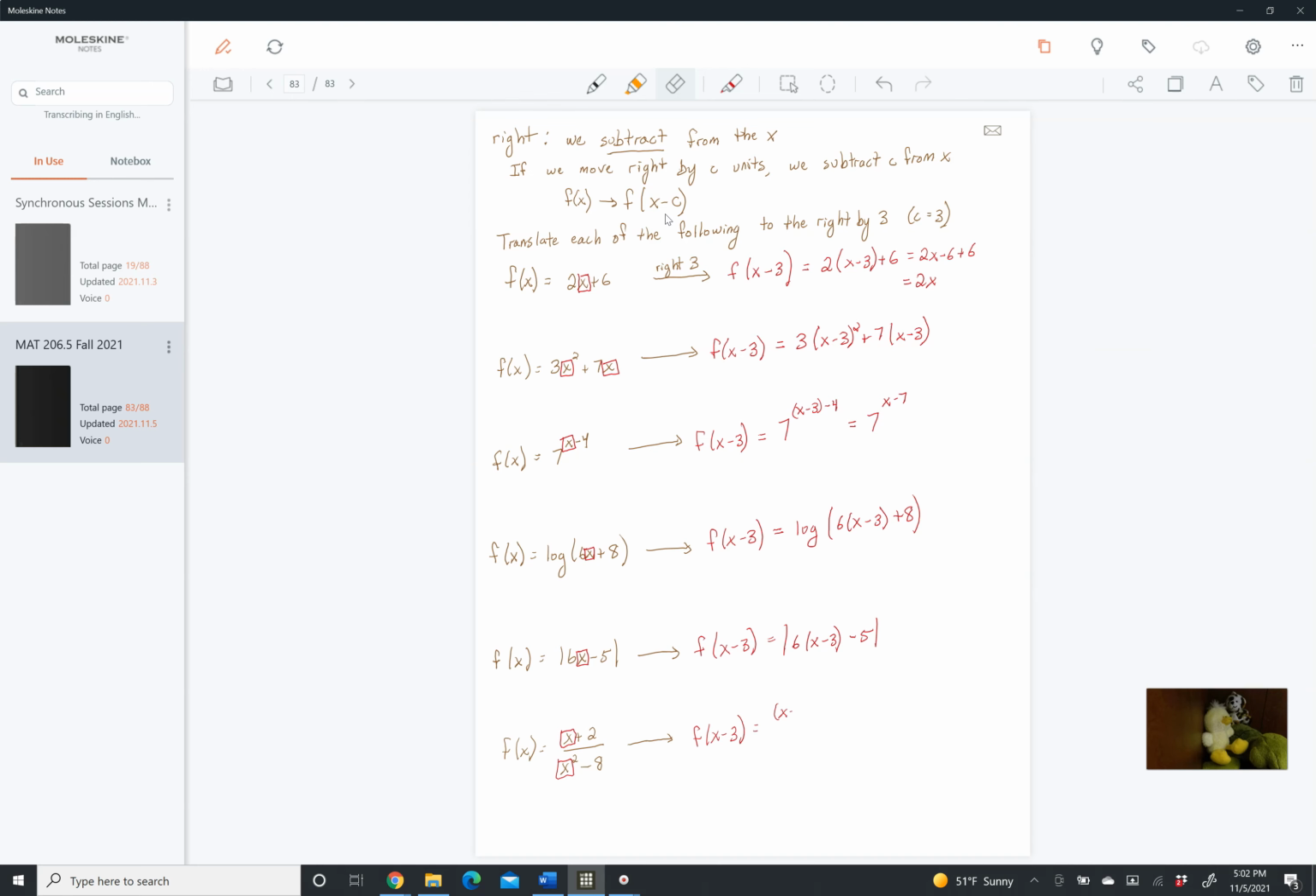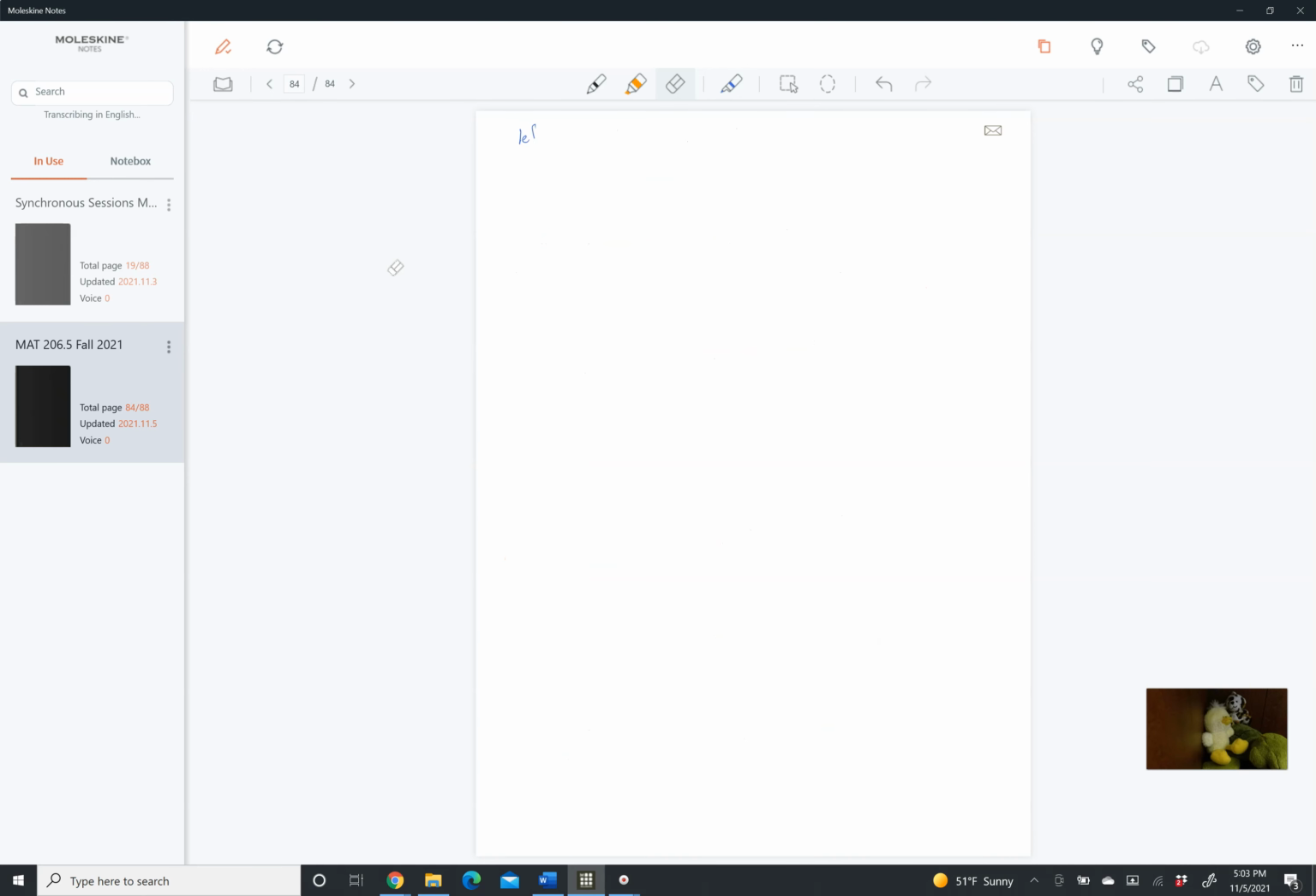This becomes, instead of x plus 2, it becomes x minus 3 plus 2. And admittedly there, the parentheses are not necessary, but in most cases they are. So if you're not sure, stick them in there. And then over here, instead of x squared, it's going to be x minus 3 squared plus 8. Okay, so that's a translation to the right, which means to the left, it's pretty much the same thing, right? The only difference is that, again, counterintuitive, for points we would subtract, but for functions we add.